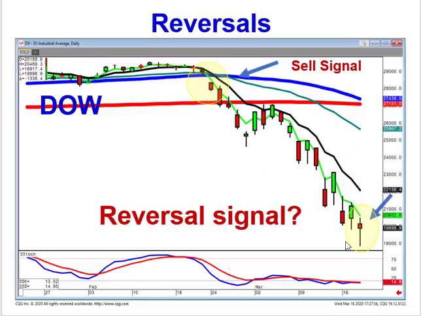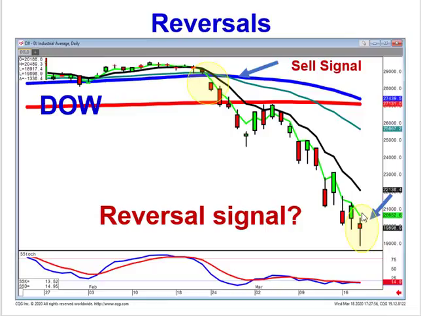So note what type of signal has formed in the Dow today. Kind of a hammer, doji type signal. Is this a reversal signal? Remember what you need after a reversal signal. You need bullish confirmation. So because of the nature of the market, we have to see which way they open it and take it tomorrow.